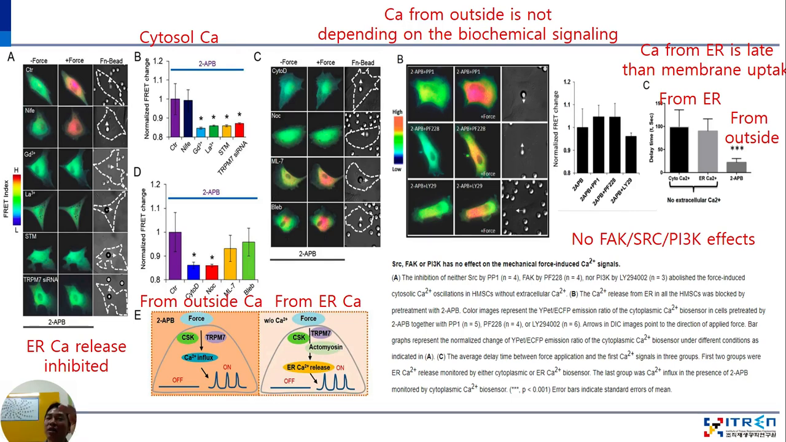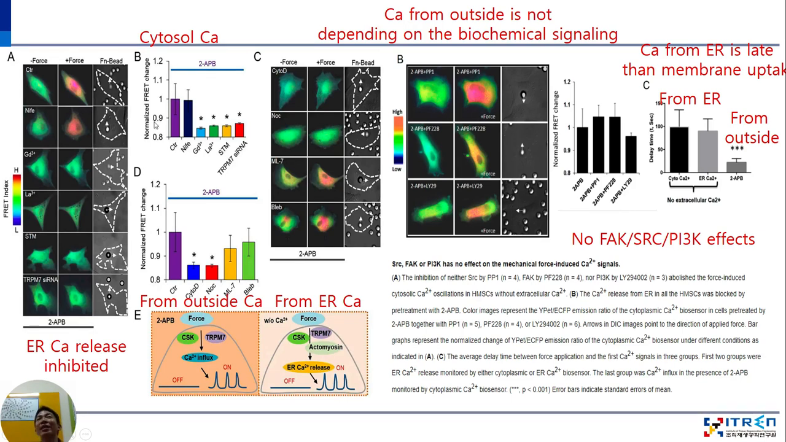They block all the ER calcium, and then they check when the cells are cultured in calcium-included media, but with no ER calcium level. Also, any kind of change from the tension change of the cell membrane. This is their second question. Okay, so all ER calcium release is inhibited.